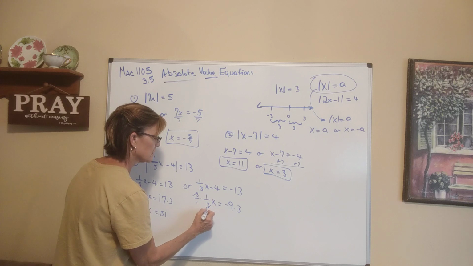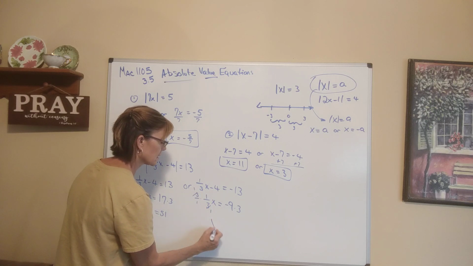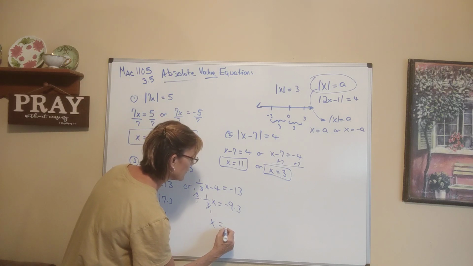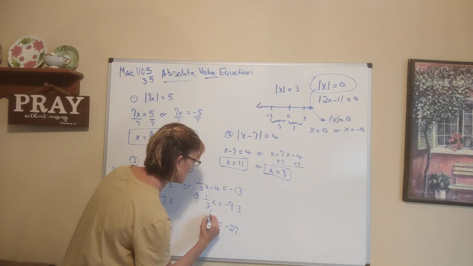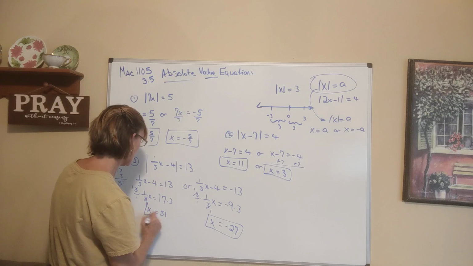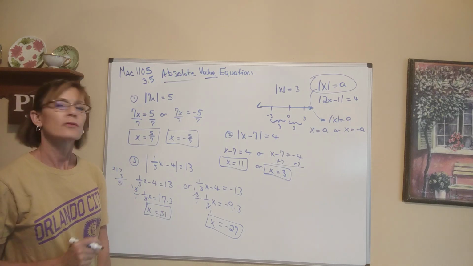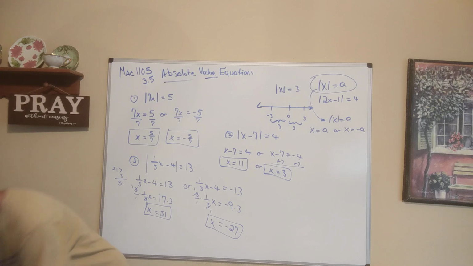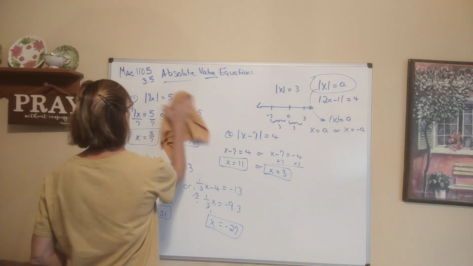3 over 1 goes into 1 over 3 one times. This is just going to give me 1 times x, or x. And over here we get negative 9 times 3, or negative 27. These are the two answers that we get to number 3. Now I'm going to make some more room on my board and do 2 more examples, and we'll be done with this one. Let's see.